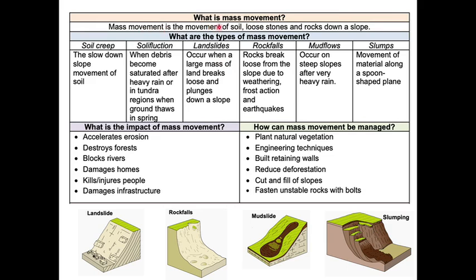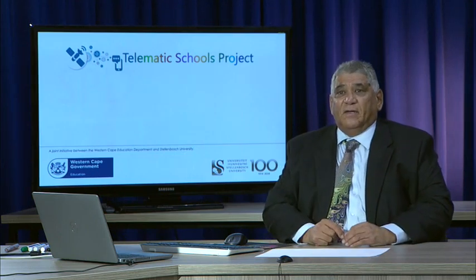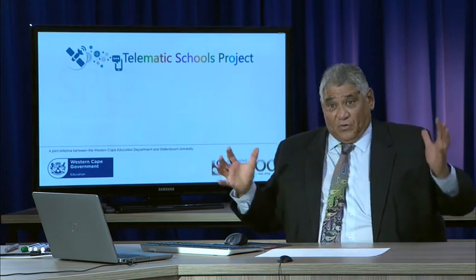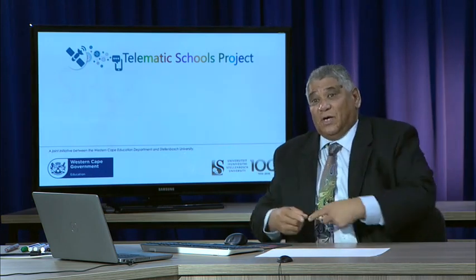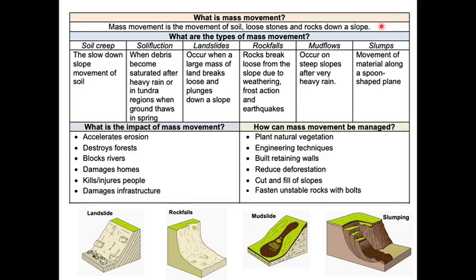Mass movement is the movement of soil, loose stones, and rocks down a slope. Remember, we've done slopes now in our previous topic. And if you are going to have a rock or something and just put it on the slope, it should roll down if it's steep enough, all right? When you've got this huge amount of debris moving down the slope, that is called mass movement. So let's have a look at the different types of mass movement: soil creep, solifluction, landslides, rock falls, mud flows, and slumps.